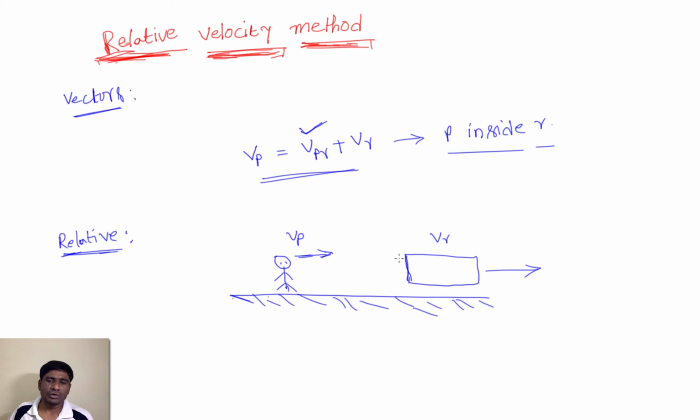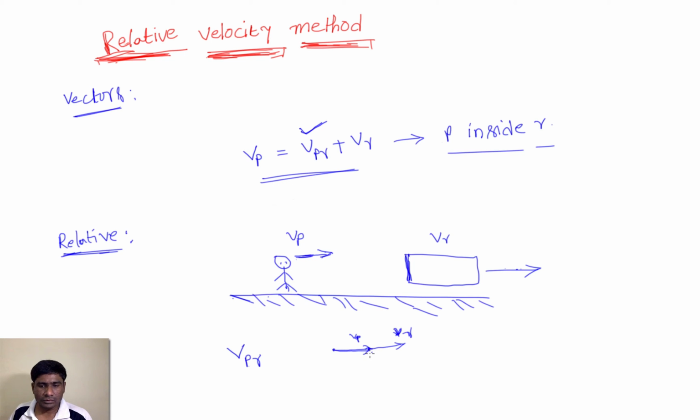Now I wanted to find out what is the velocity of this person with respect to this rail instead of ground. So that can be written as Vpr. So velocity of the person with respect to rail. So this velocity vector Vr is going in this direction, and Vp is also going in this direction. This is a Vp, and this is Vr. So both are going in this direction.